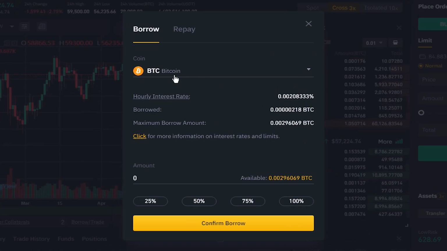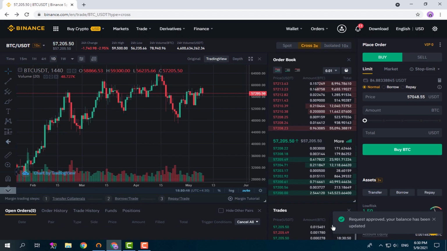The BTC is already selected, actually the coin that we want to borrow and sell. Here it just shows a very small amount of BTC from a previous trade that couldn't be part of the repaying transaction, and here is how much BTC we can borrow. We click on 100% to borrow the maximum available amount. Confirm borrow, and the request is approved.